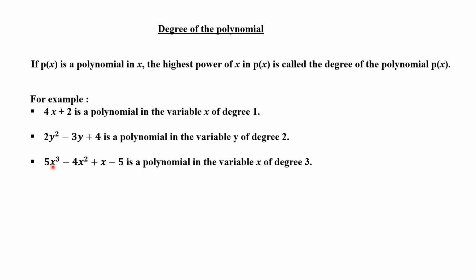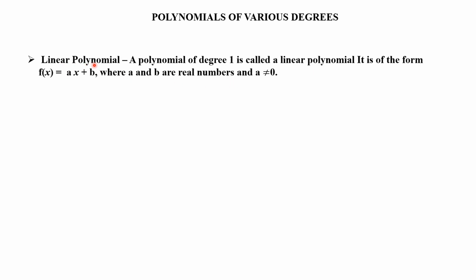Next, 5x cube minus 4x square plus x minus 5. Here you can see the variable is x. The power of x is 3, here is 2, here is 1. And the highest power is 3, so the degree will be 3. I hope it is clear how to find out the degree of the polynomial. Now next we will see polynomials of various degrees. So first is linear polynomial.